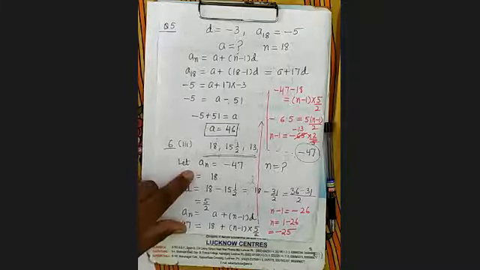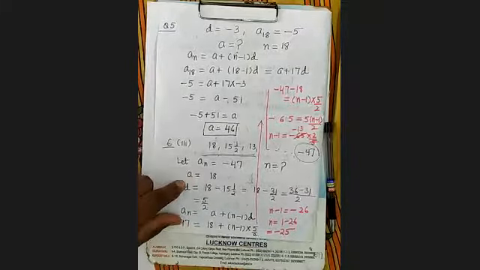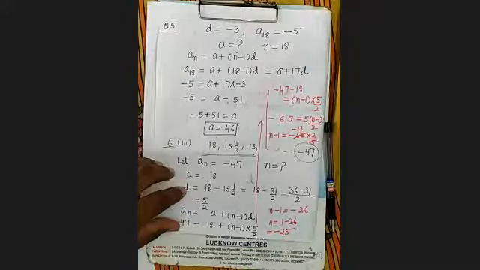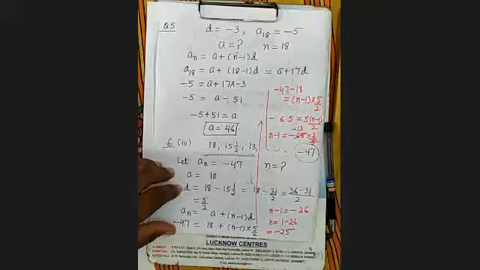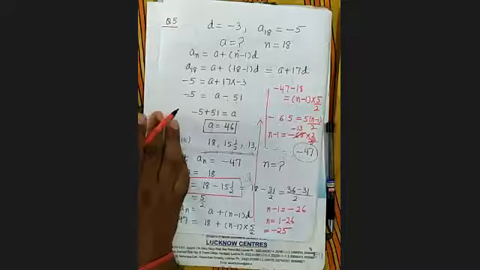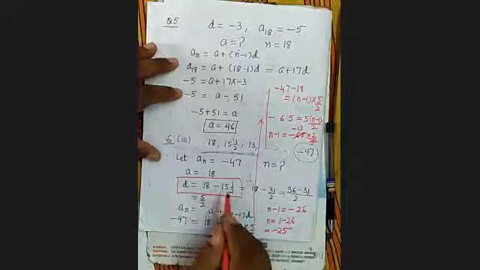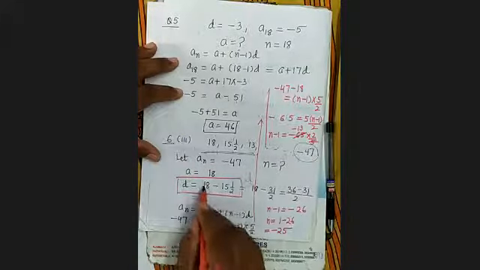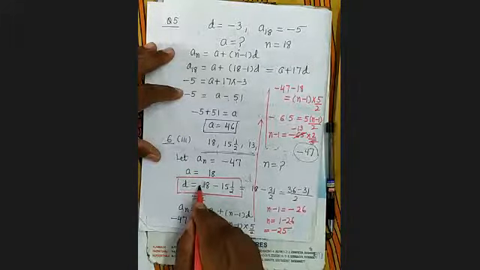An equals minus 47. A equals this. D is 3.5, that is 2.5. Sir, ऊपर minus 26 होगा. So here we have made a mistake. Here it should be this minus this: second term minus first term.